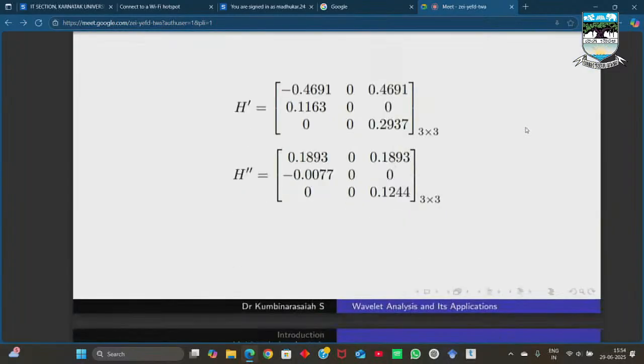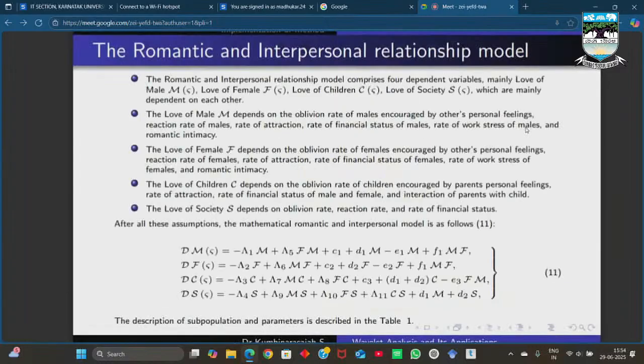to solve our new model. Here you see, this is the model I have considered. Actually, this is generated by us. A new model, the romantic and interpersonal relationship model.